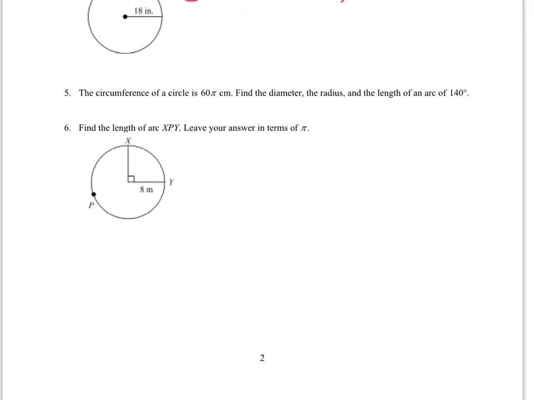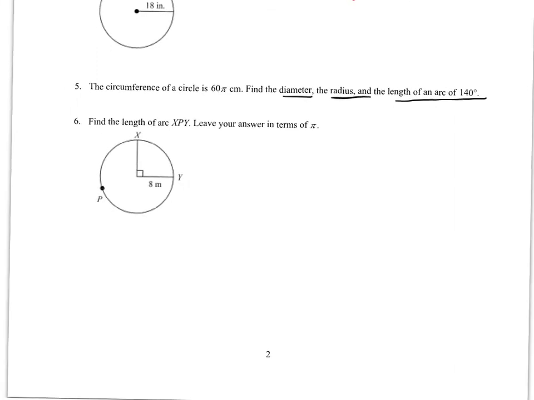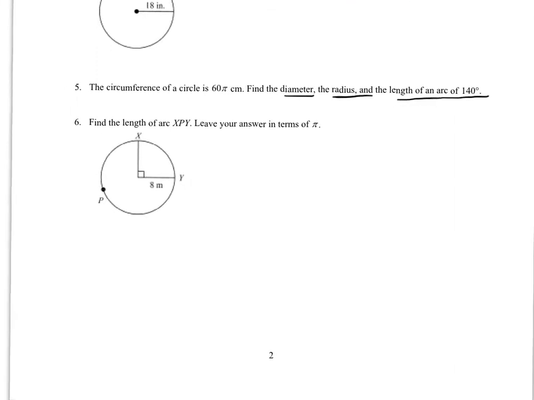Number 5. The circumference of a circle is 60 pi. Find the diameter, the radius, and the length of 140. So you have 3 different pieces here. So be careful not to miss one of them. And I'll probably go into number 6. So I'm going to kind of draw a line here so that you guys know this is for number 5, all of this stuff. So for diameter, first set up your circumference formula.